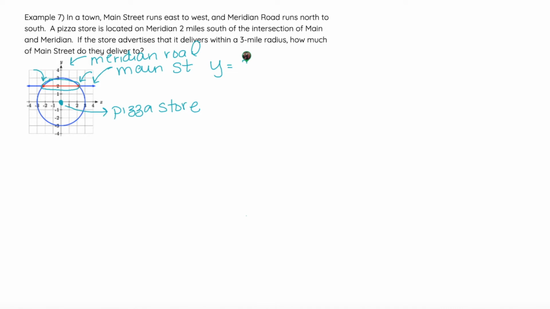That is the equation of Main Street since it's a horizontal line. I also know that the equation of this particular circle, centered at 0, 0 with a radius of 3, is x squared plus y squared is 9. We're interested in where these two intersect each other.